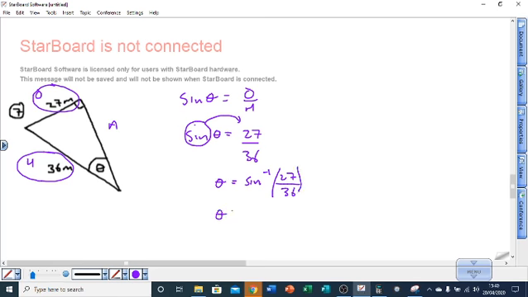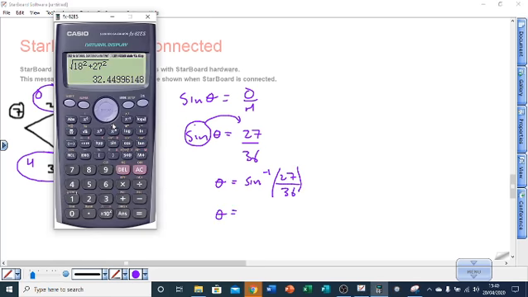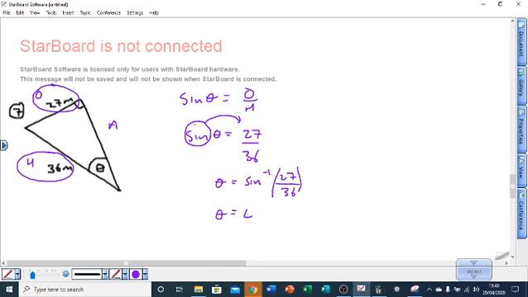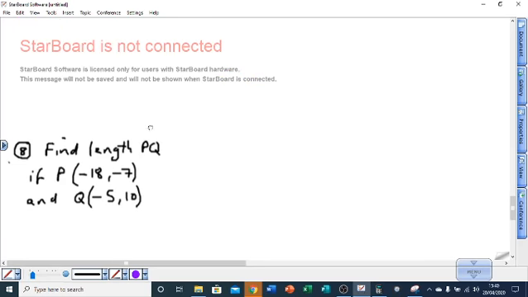So to 1 dp, just simply going to work that out. We've got shift sin to get sin to the minus 1. 27 divided by 36, close brackets, equals 48.6. So it is 48.6 degrees to 1 dp. Okay, that brings us to question 8.